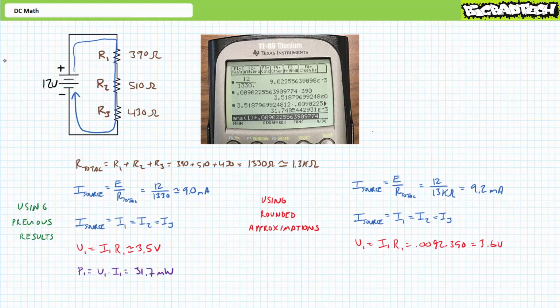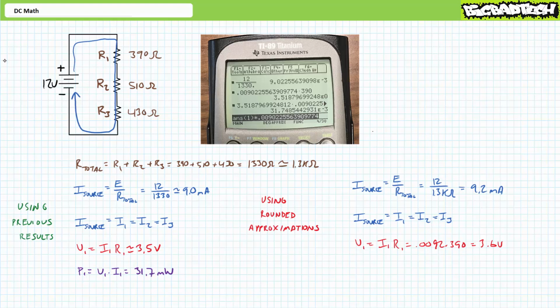We have a choice of using the accurate previous results or the rounded approximation. Use the previous results. Walk up and grab the most accurate representation, i.e. the previous results for voltage, times the most accurate representation for current. Press enter. This yields an answer of roughly 31.7 milliwatts using proper engineering format rounded to the tens place. This is the correct final answer.